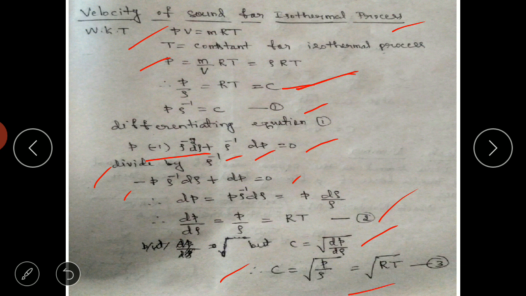So both are the same. Again, this equation is applicable for liquids as well as gases. For liquids, the rho value will be constant because it is incompressible, but for gases, the rho value will change according to temperature and pressure. Also the density matters in this case. So this is the expression for the velocity of sound for the isothermal process.